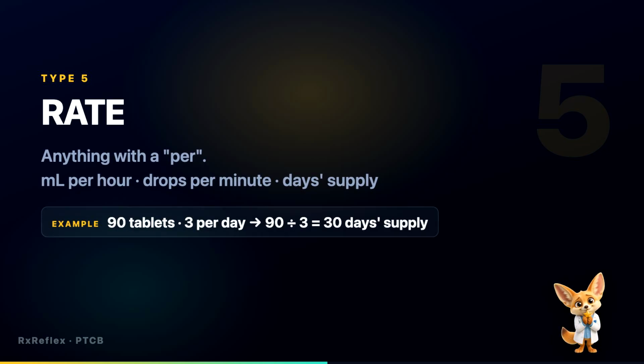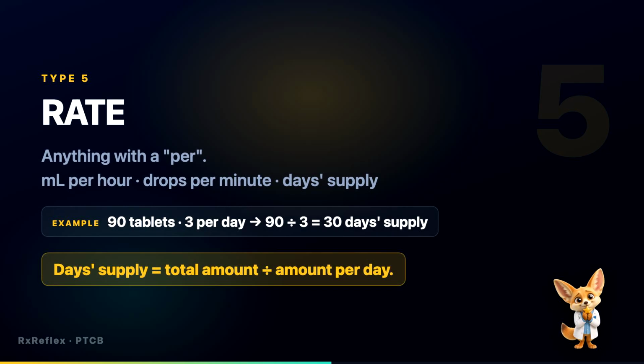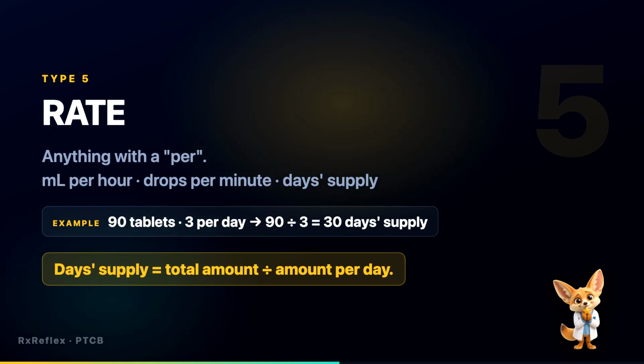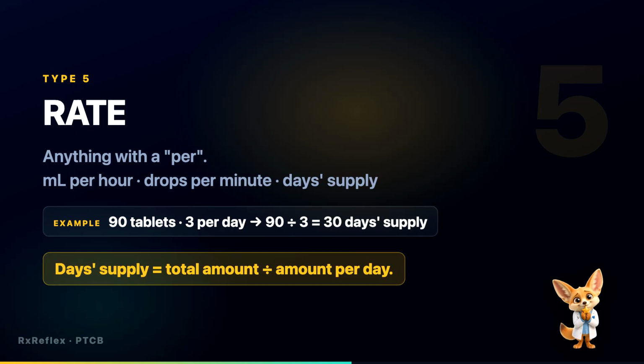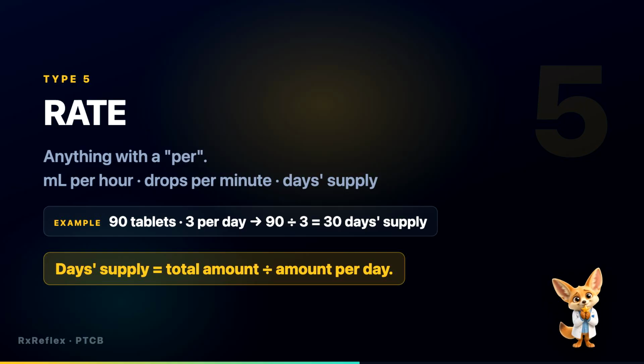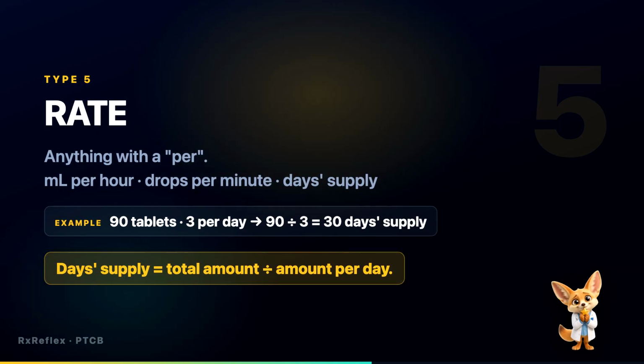Type 5. Rate. If the question has the word per in it, you are in a rate problem. Milliliters per hour, drops per minute, and the one they ask constantly, days supply. Days supply is just the total amount divided by the amount taken per day. 90 tablets, 3 a day, 90 divided by 3, is a 30-day supply. That is the whole formula.